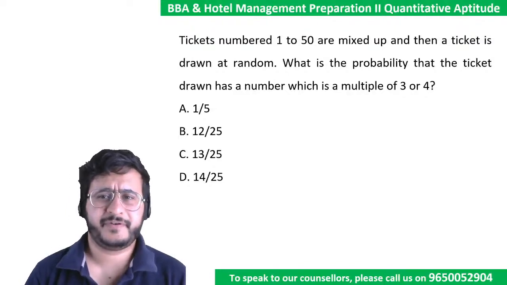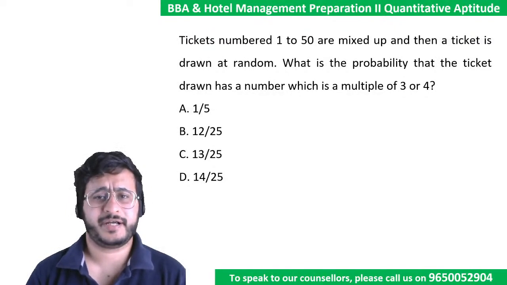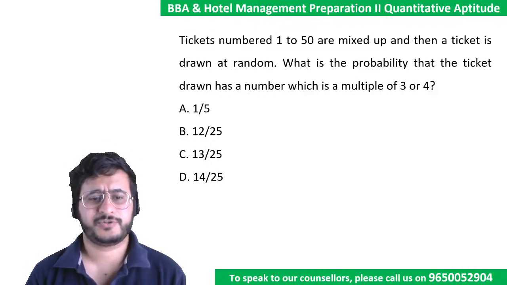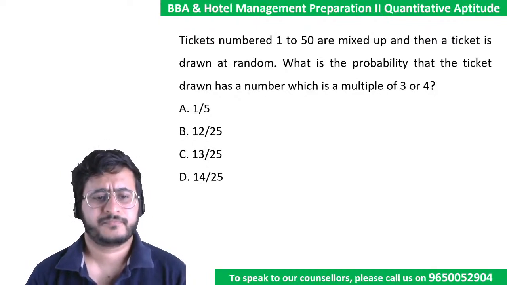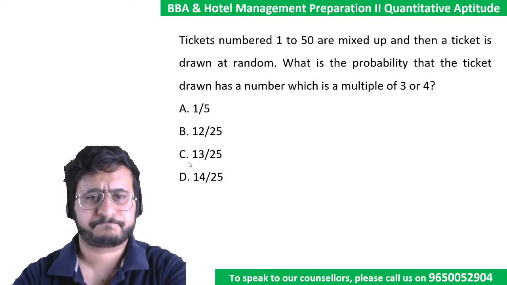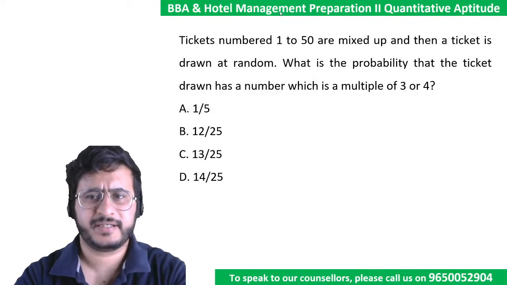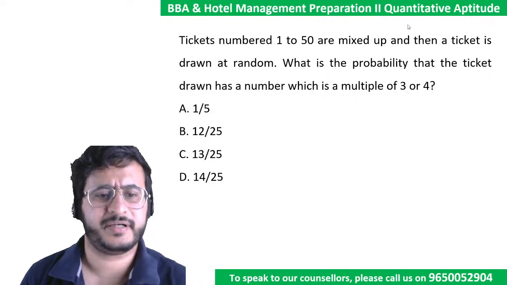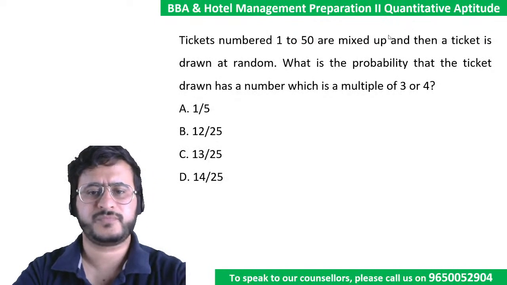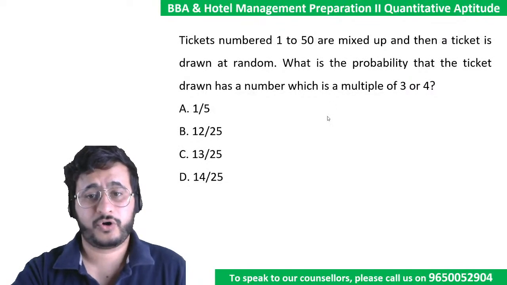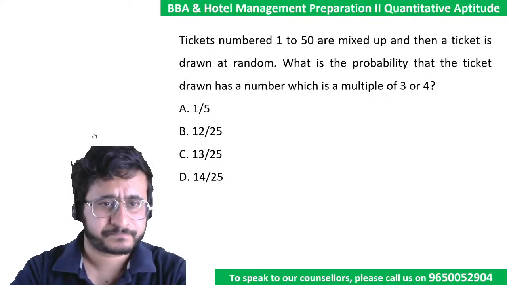Tickets numbered 1 to 50 are mixed up and then a ticket is drawn at random. What is the probability that the ticket drawn has a number which is a multiple of 3 or 4? Now let us also understand this kind of problem. This is an interesting kind of problem. You are given tickets that have some numbers on them and you have to tell how many tickets are there such that the number on them is divisible by 3 or 4.